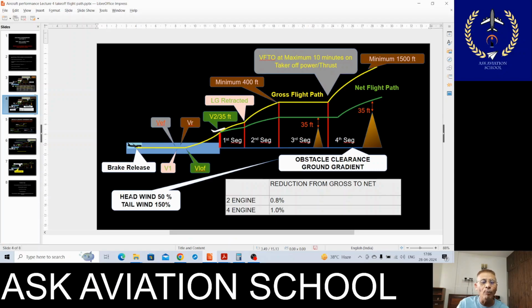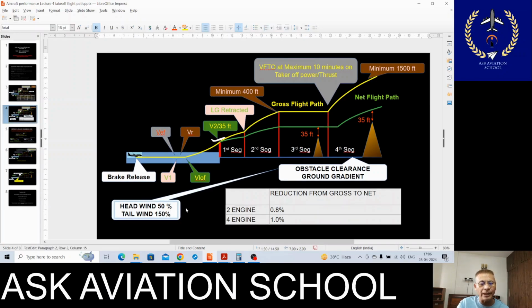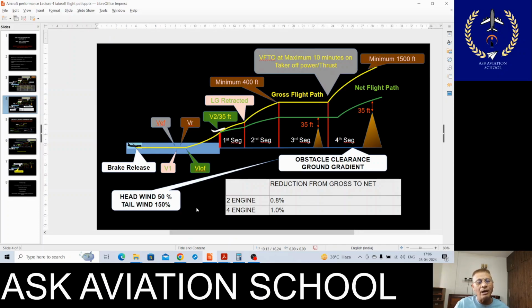However, in order to be more conservative and take a little bit of safety margin under consideration, if you are having a headwind of 10 knots, the computation of those tables and graphs will consider only 50% of the headwind, that is 5 knots only. Since the tailwind is not helping us, to be more conservative I will consider a tailwind of 150%. That means if you are having a tailwind of 10 knots, for computation of the graphs and the table, the tailwind under consideration will be 15 knots.